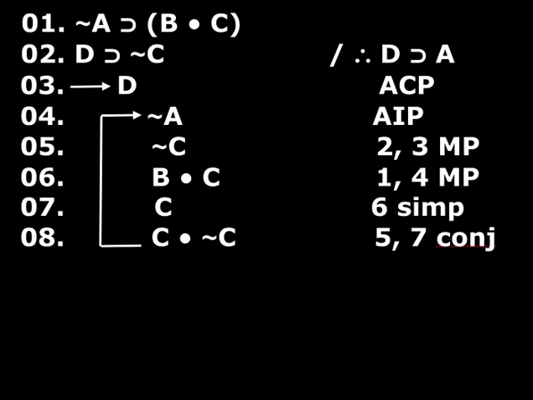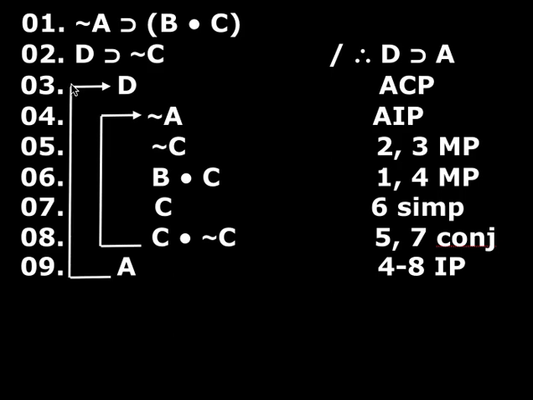So I can close that subproof off. The next line is going to be A. It has to be the negation of my AIP. Well, A is what I was trying to get to close my conditional proof off. Okay, so now I can close that. I assumed D and derived A. So now I can close that subproof off. The next line has to be a conditional, whose antecedent is the ACP, whose consequent is the last line.